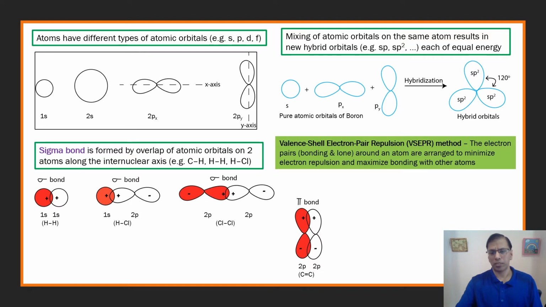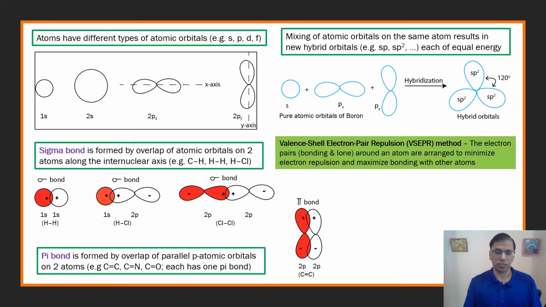Let's see how pi bonds are formed. So pi bonds are special. They are formed when two parallel p orbitals overlap laterally. Then a pi bond is formed. For example, the second bond in a carbon-carbon double bond or in a carbonyl group represents a pi bond.